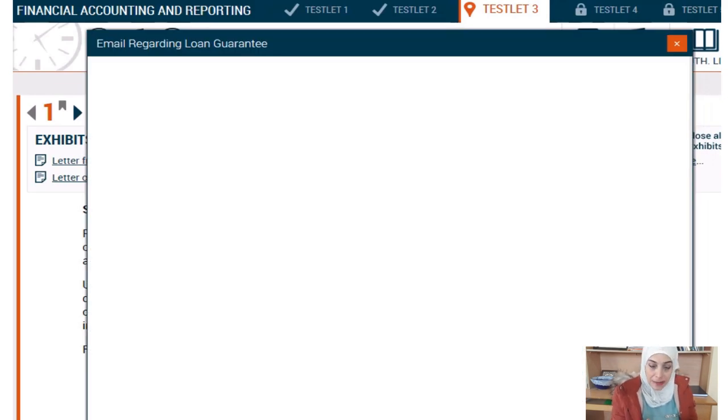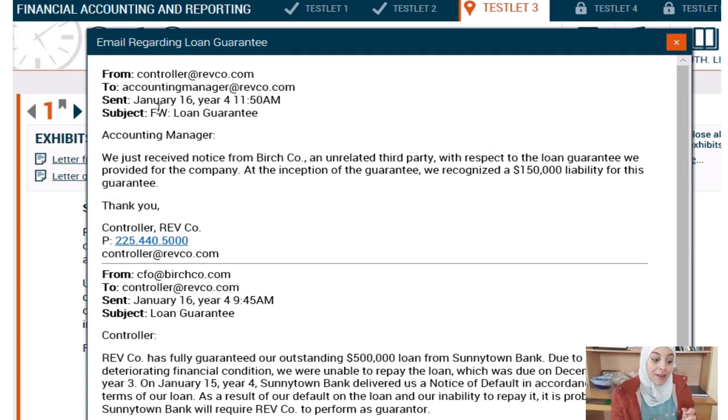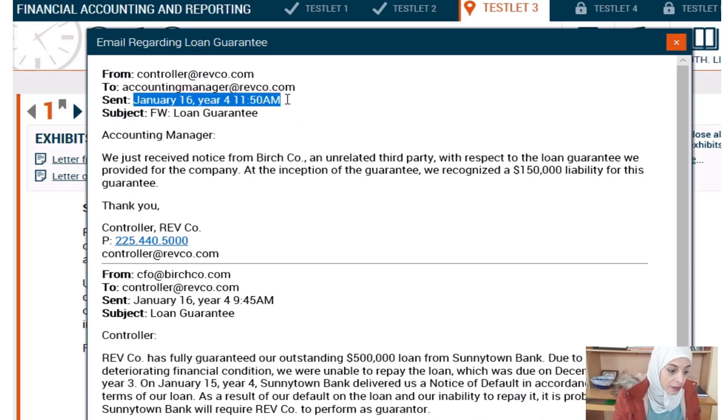Guys, when you see emails in the exhibits, pay attention to from who to who the email is going, and pay attention also to the dates. Very important here, especially in this question, to pay attention to the dates because we have an issuance date of the financial statements. And it makes a big difference whether we have the document before this date or after this date. So always keep your eyes on the dates in the correspondences and the exhibits. So this email was dated January 16th.